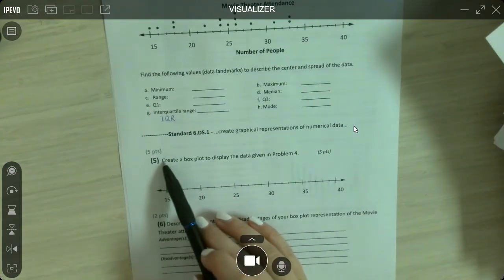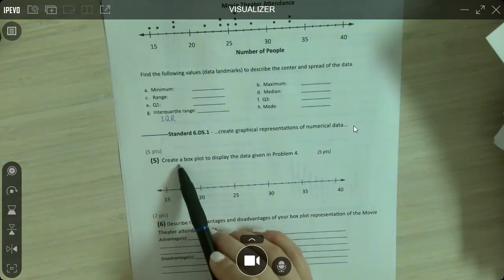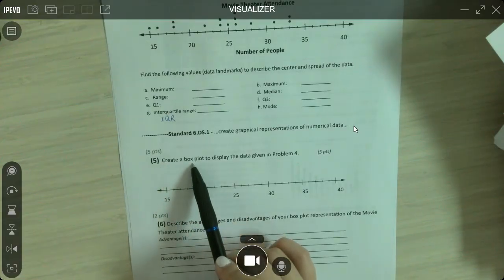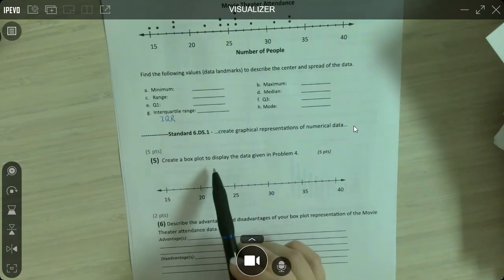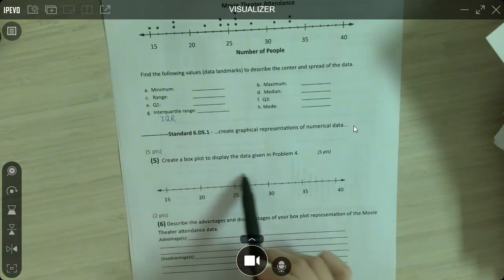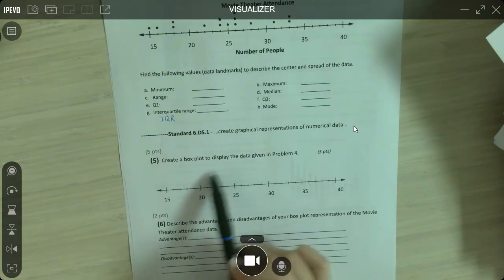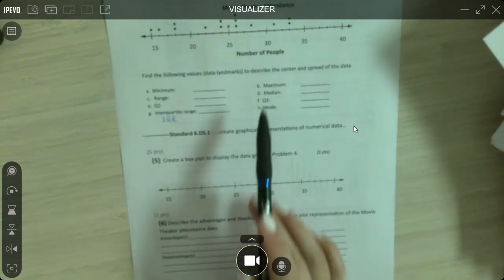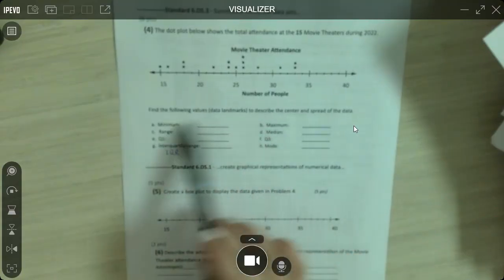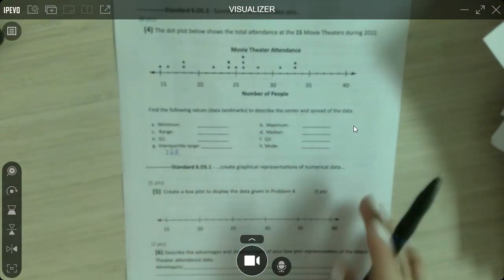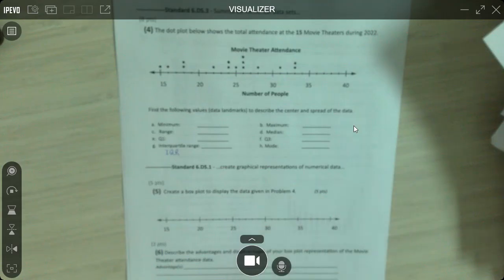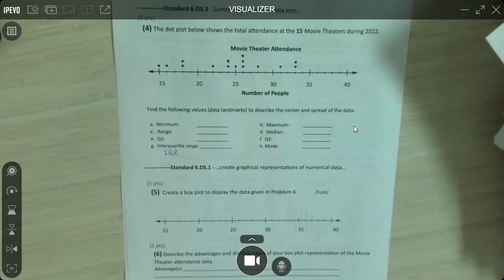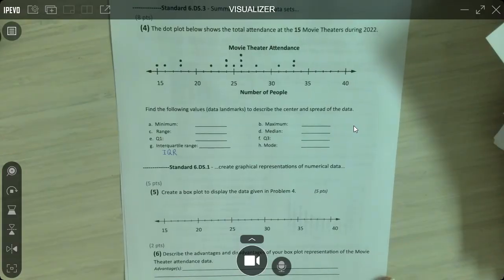Then right here for number 5, you are going to create a box plot. Okay, so remember box plot is when we have our 3 points that make up our box and then our 2 whiskers. Okay, so you're going to make a box plot using this information right here. So go ahead and take a minute and create your box plot for number 5.